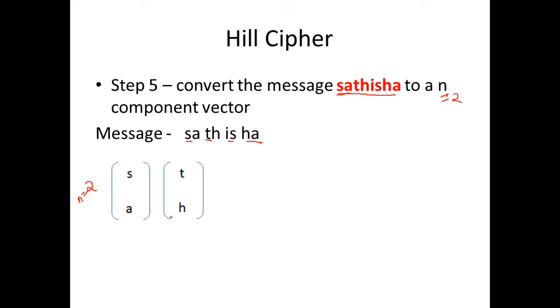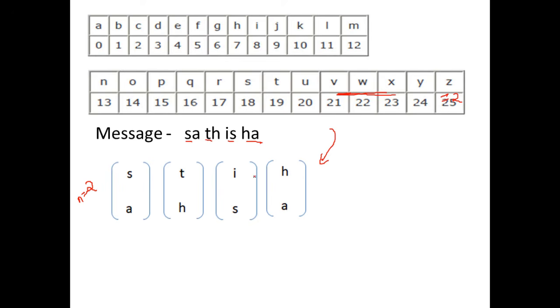Likewise, SA, TH, this is another vector, IS, another vector, HA is another vector. So we take this message and we convert that into a component vector of the size. The size is equal to the number of characters we are going to encrypt at a time. And again, we cannot use these values like this in our calculations because these are alphabets. We need to convert them to numerical equivalents. For that, we'll be using this table.